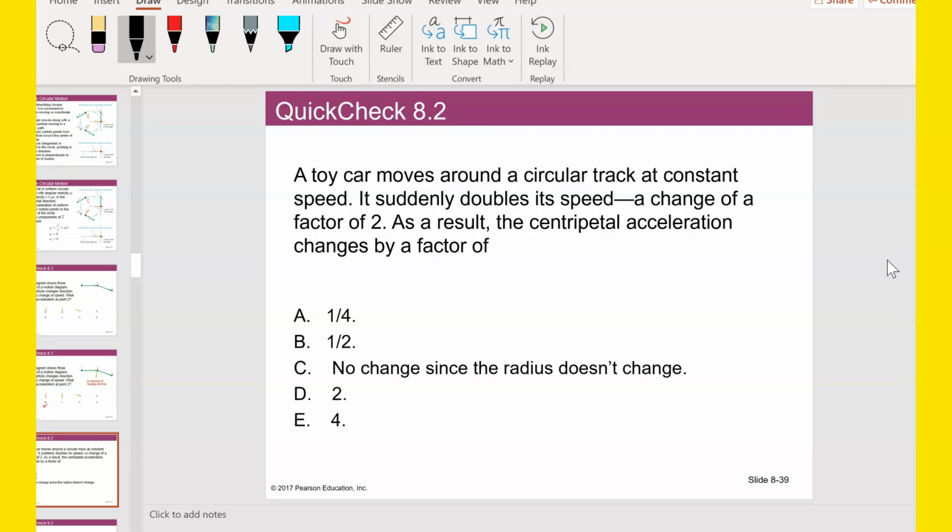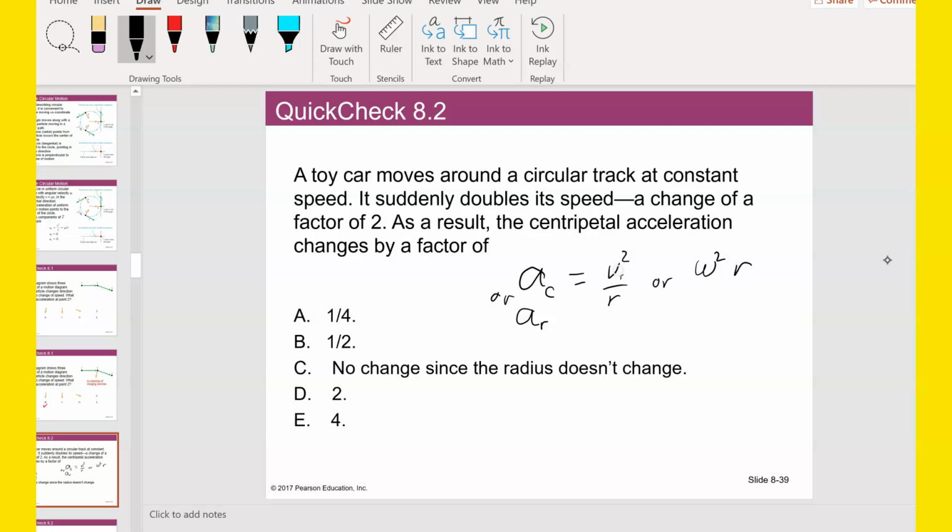alright, so this is where we need to remember that centripetal acceleration, or radial acceleration, whichever one you want to call it, is equal to v squared over r, that's the tangential speed, or omega squared r. So in other words, if we double our speed, that means we're doubling v, or we're doubling omega.